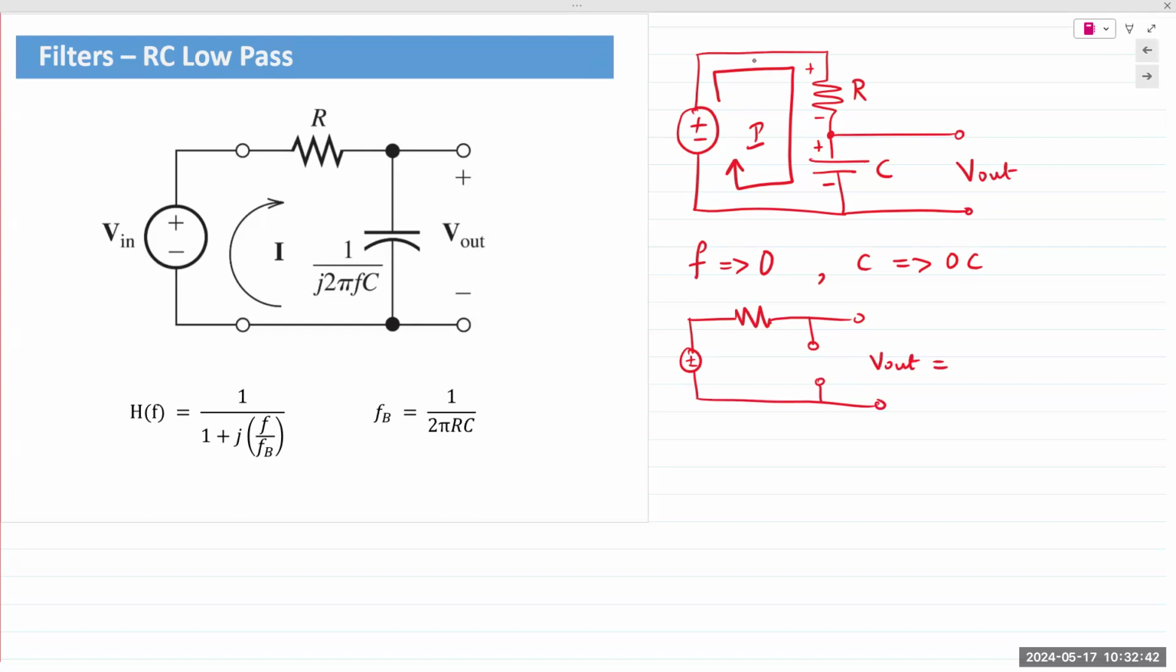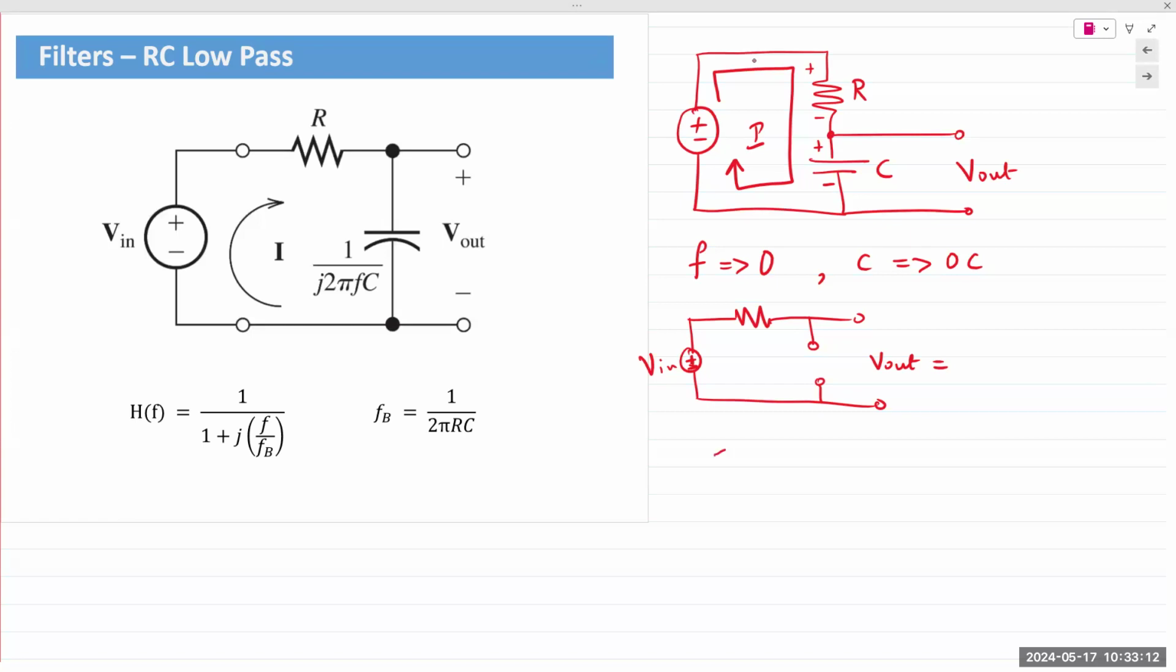What do you think? Output, yes or no? What is V out? You're giving V in, you have a resistor connected to V in, and you're measuring the voltage directly at that point. What do you think? Someone says 0. Anyone else? Take a shot at it.